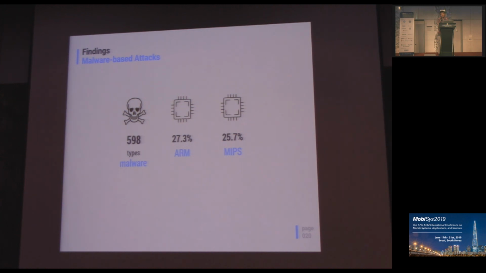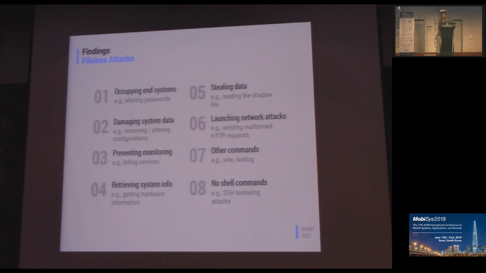We also found that malware is usually targeted at different architectures. For example, 27.3% of them can run on ARM platforms, and 25.7% of them can run on MIPS platforms. And based on the behaviors and potential intents, we now group fileless attacks into 8 different types. 1, occupying end systems. For example, the attackers may alter passwords. 2, damaging system data. They may remove or alter configurations.